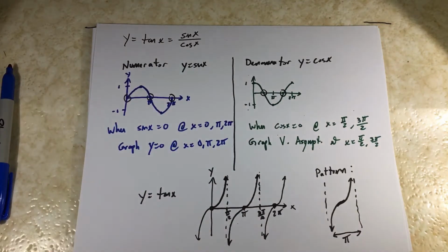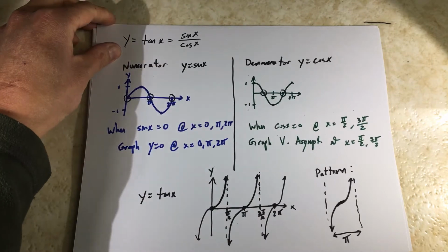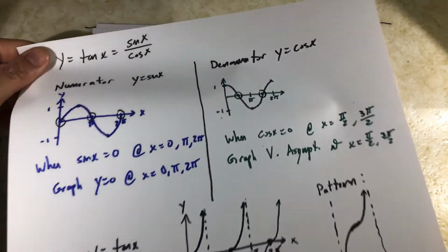All right, so that's what we're going to do. We're going to use that. Our next graph that we're going to do is the cosecant function.